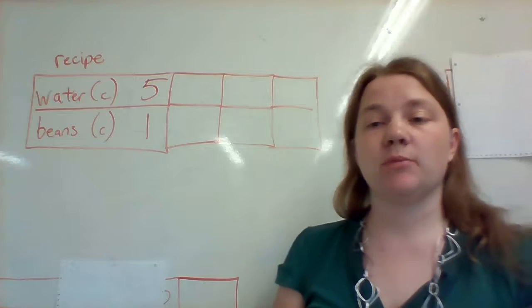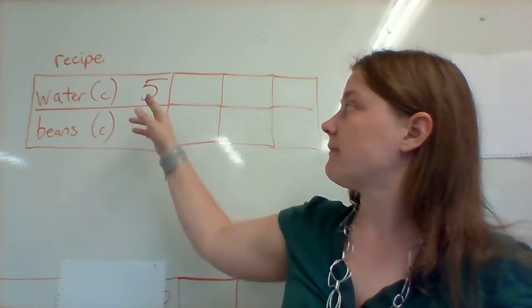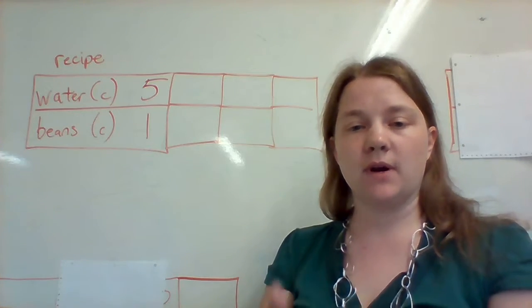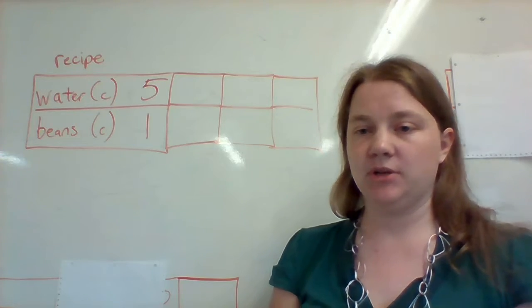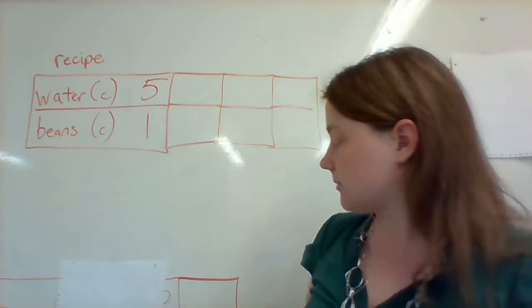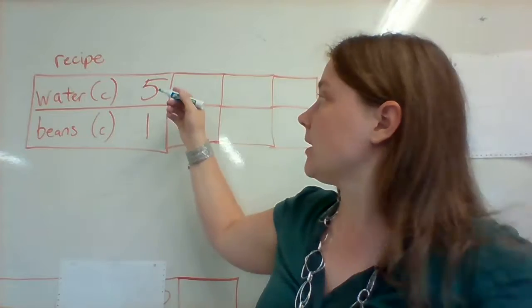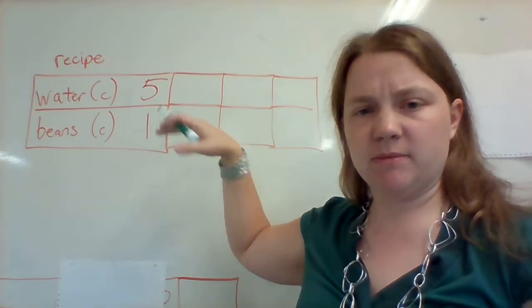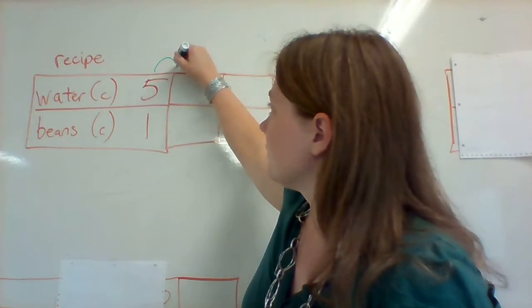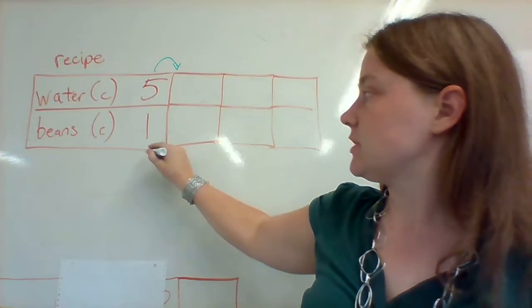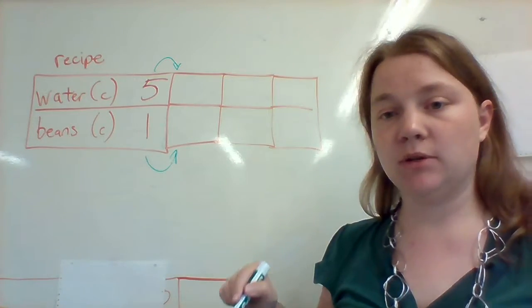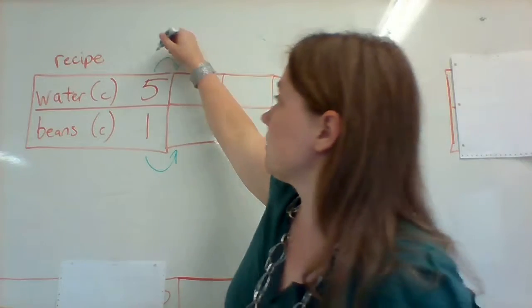So let's use an example where you have a recipe that has 5 cups of water for every cup of black beans that you use. So, for example, instead of 5 cups, let's double the recipe. Let's make it twice as big. Because when you work with rates, whatever you do to the top, you have to do to the bottom, the same thing as with fractions.